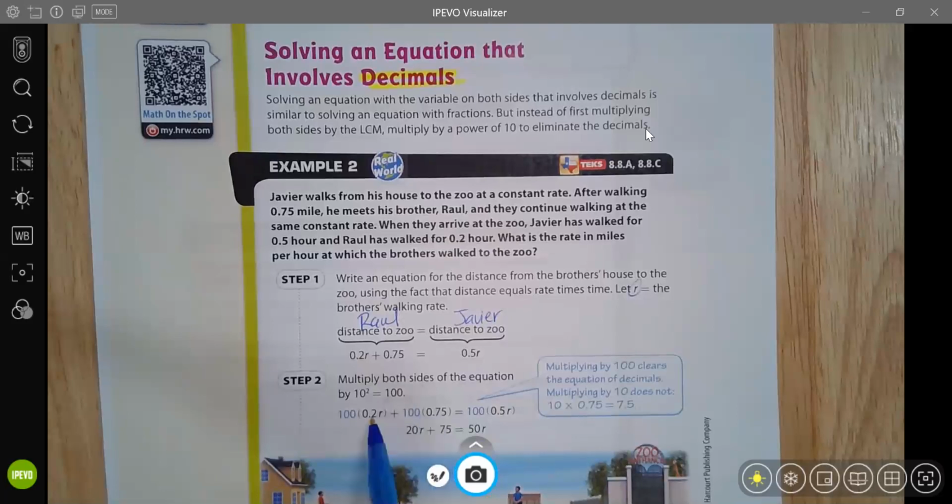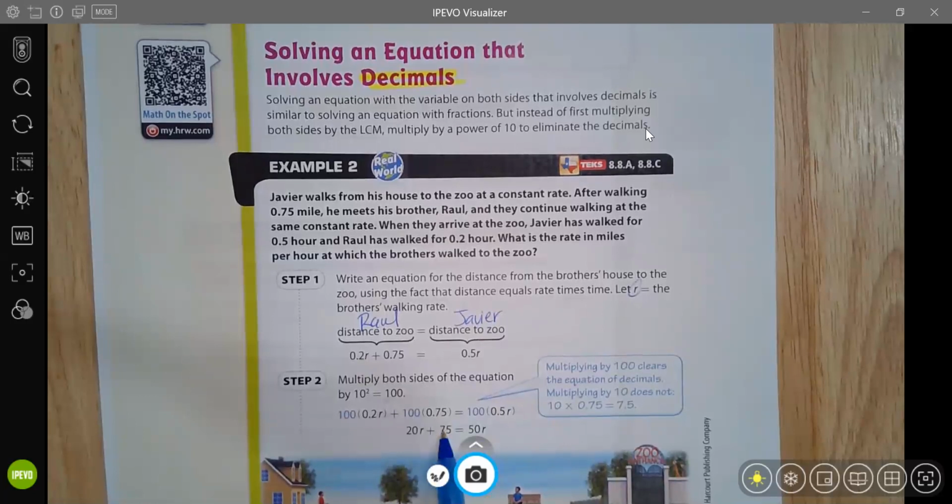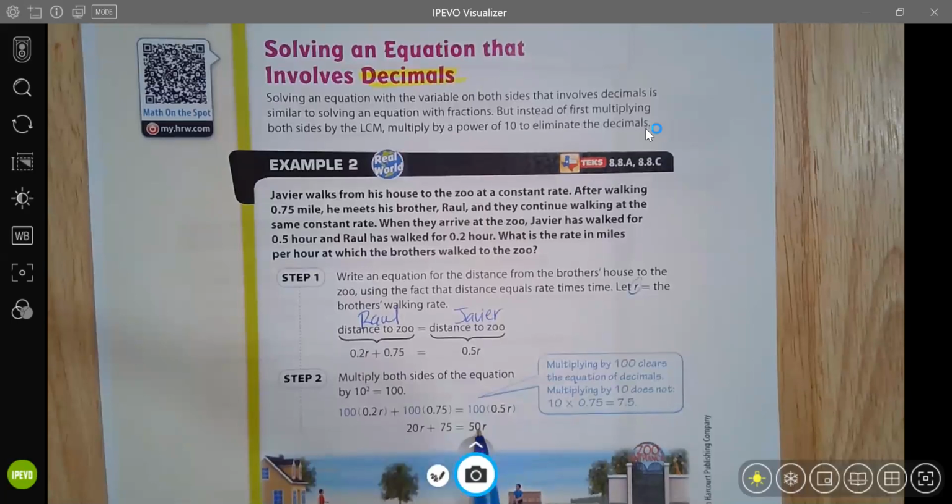So if we take 100 times 2/10, we get 20R. 100 times 75 hundredths, we get 75. And if we multiply 100 times 5/10 R, we get 5R. So we read the equation, we created the equation, and then we multiplied each term by 100 to turn that equation into something that looks a lot easier to work with, right?